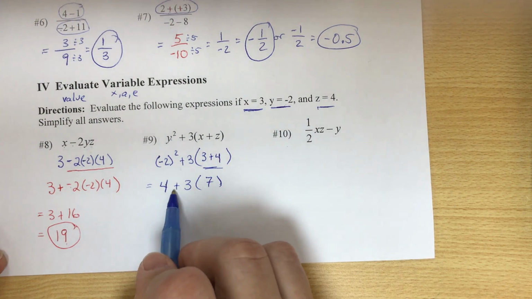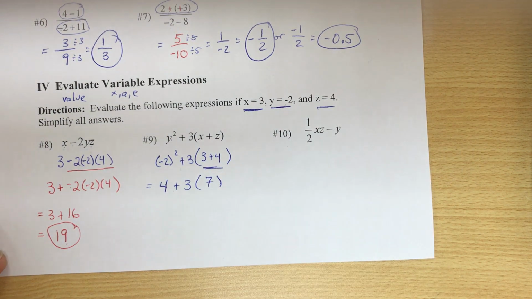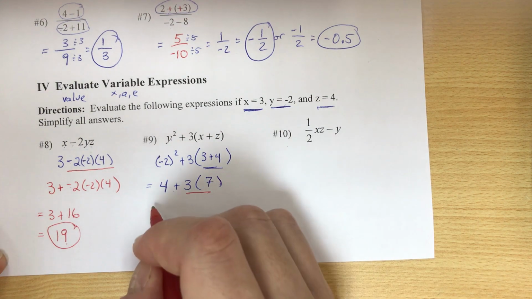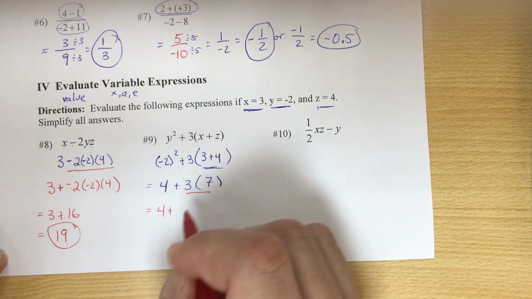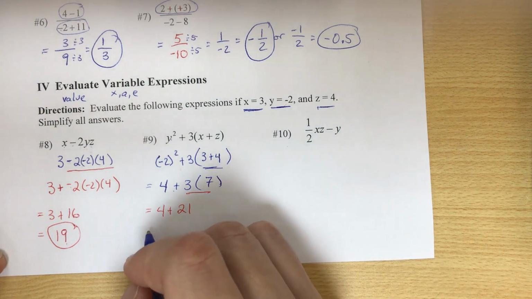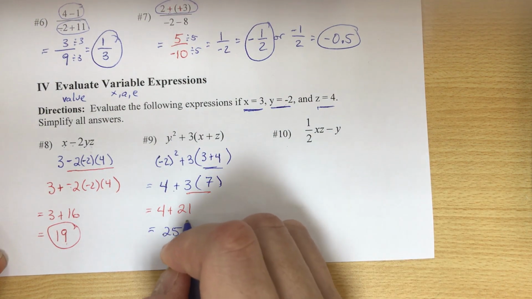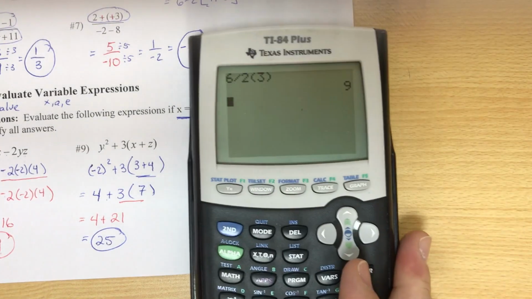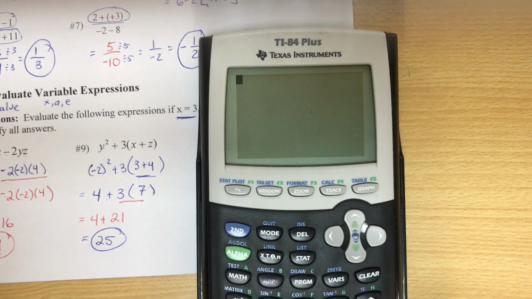Now we have addition, and this is multiplication. We need to multiply first. So 4 plus, that's 21. And 4 plus 21 is 25. Now, did I do this right? Well, I can type the original expression in. And if I get 25, I can be very confident that I'm correct, and I am. That's my check.